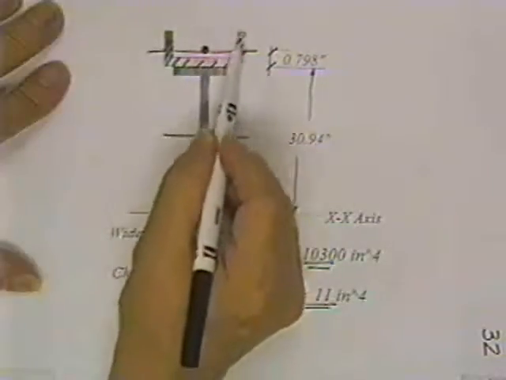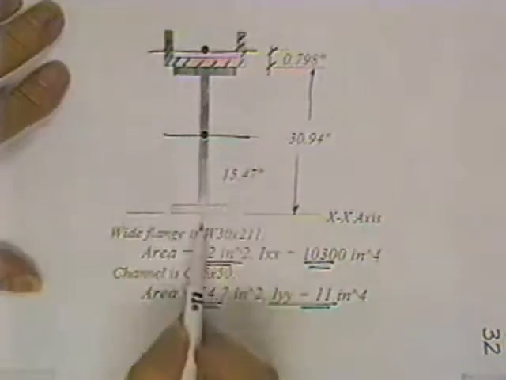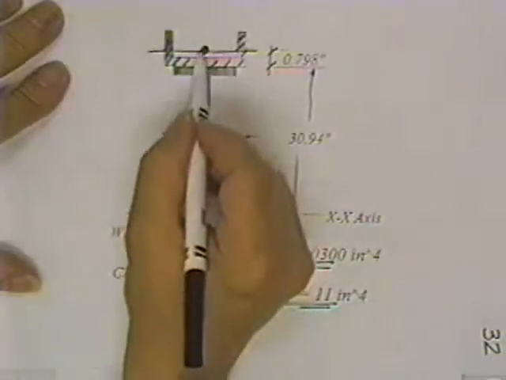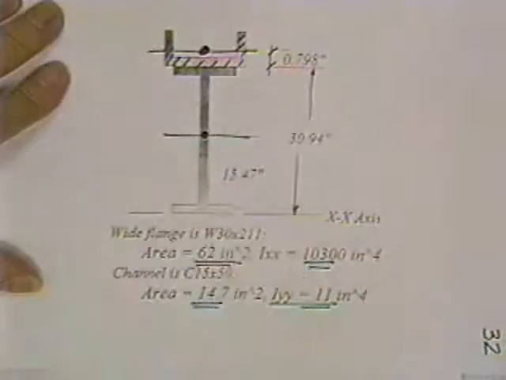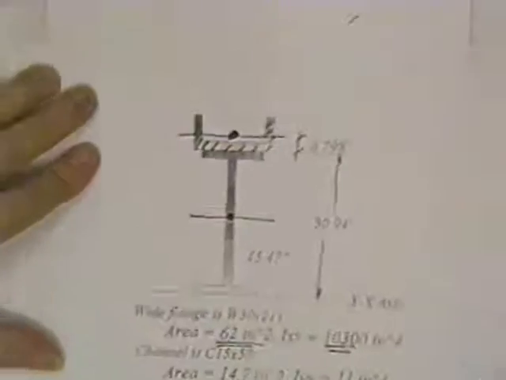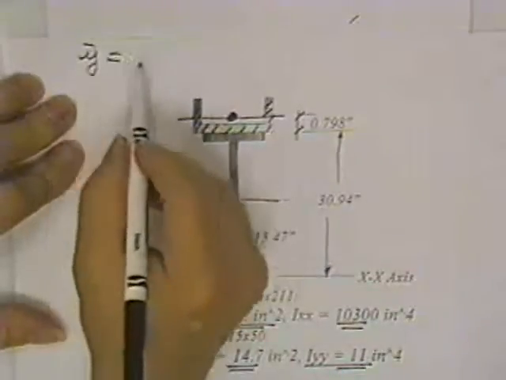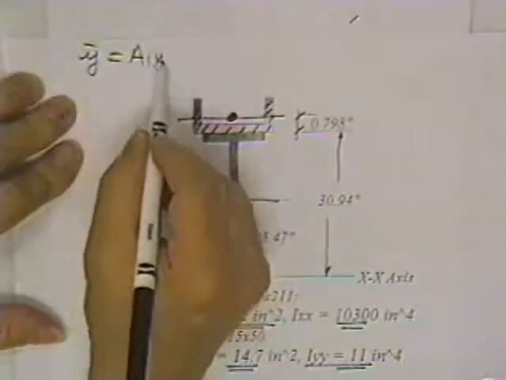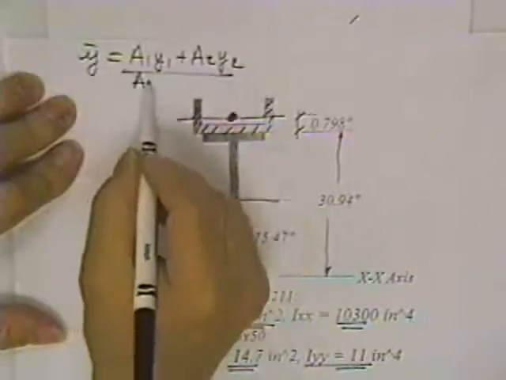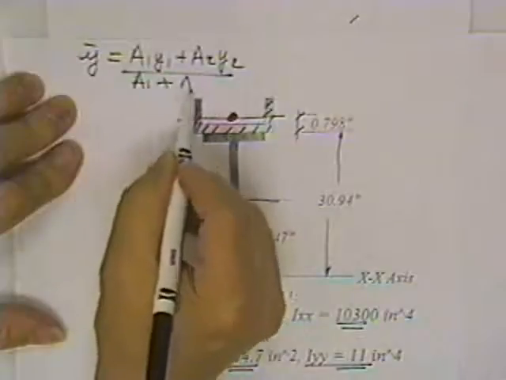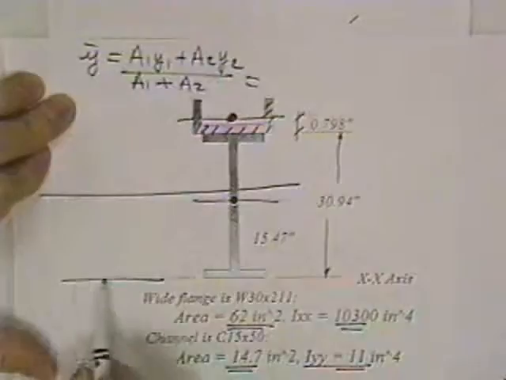You know its cross-sectional area, and you know this one's cross-sectional area, and you know where it lives, you know where its centroid is, and you know where that one's centroid is. So you simply flop it in the equation. Y bar is equal to A1Y1 plus A2Y2 divided by A1 plus A2, and that'll tell you where the centroid is.